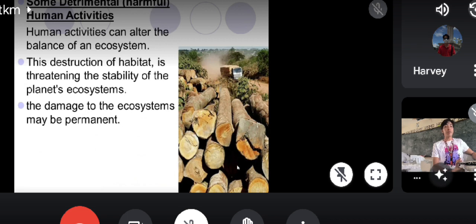Some harmful human activities. Human activities can alter the balance of our ecosystem. This destruction of habitat is threatening the stability of the planet's ecosystem. The damage to the existence may be permanent.